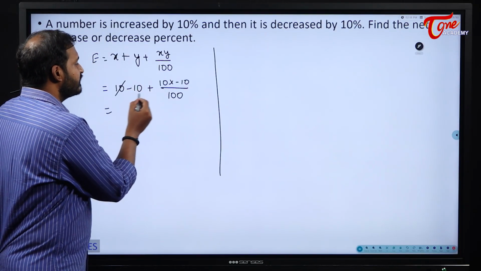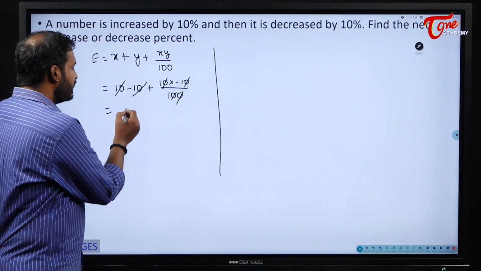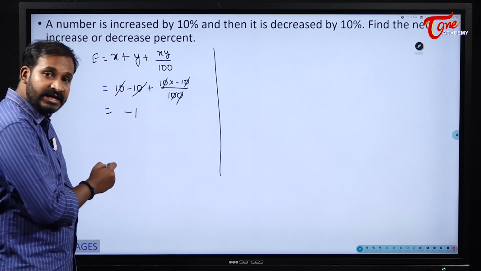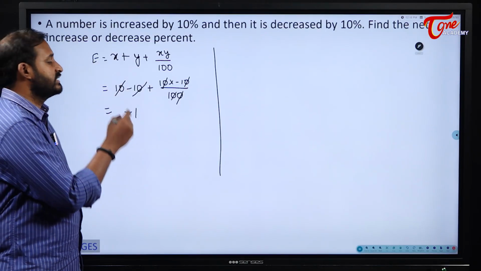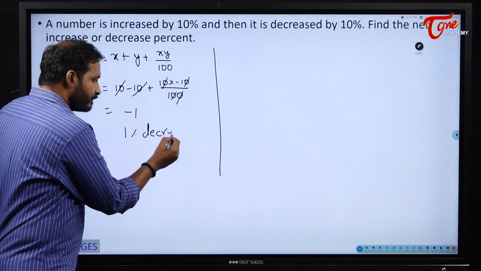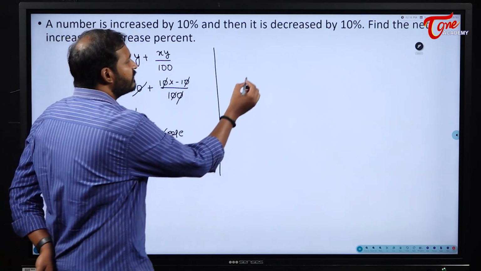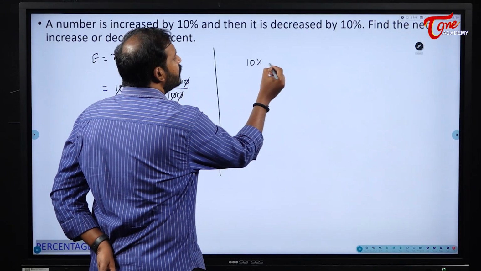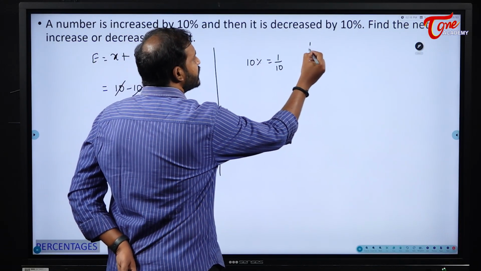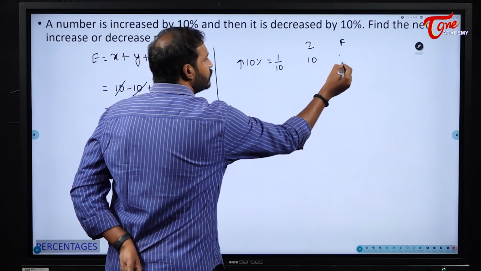So plus 10 minus 10 will get cancelled, 2 zeros will get cancelled. I will be left with minus 1. Minus 1 indicates decrease. So I will say my answer as 1% decrease. Now the same thing with the shortcut method. 10% means what? 1 by 10. Initial and final. First it is 10% increase. So 10 and 11. Good, superb.